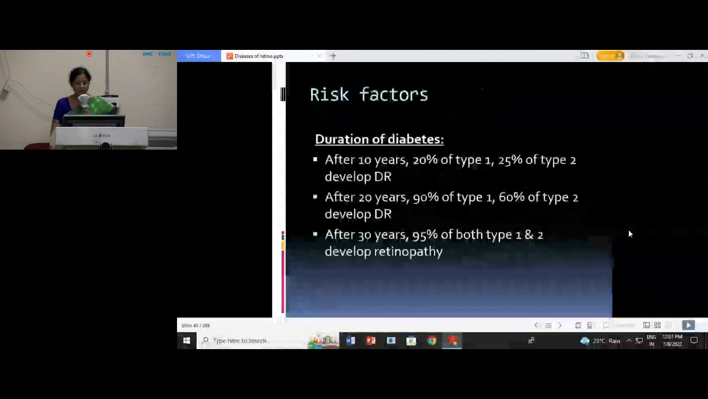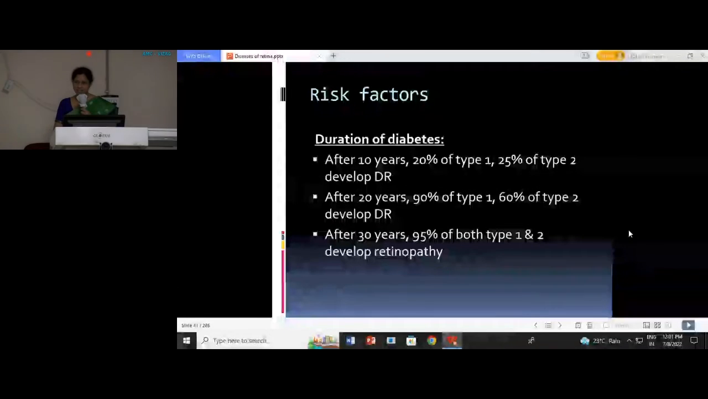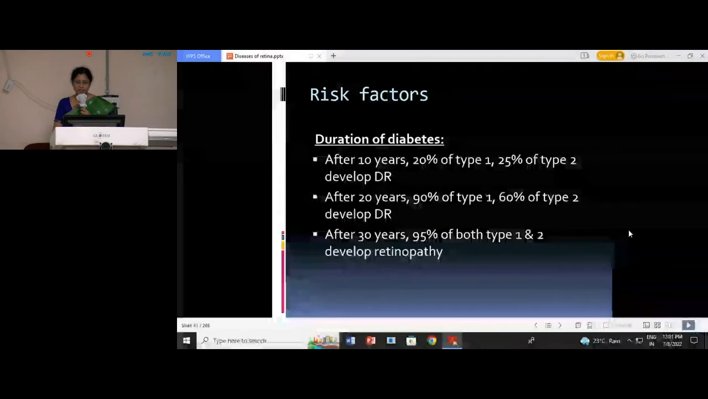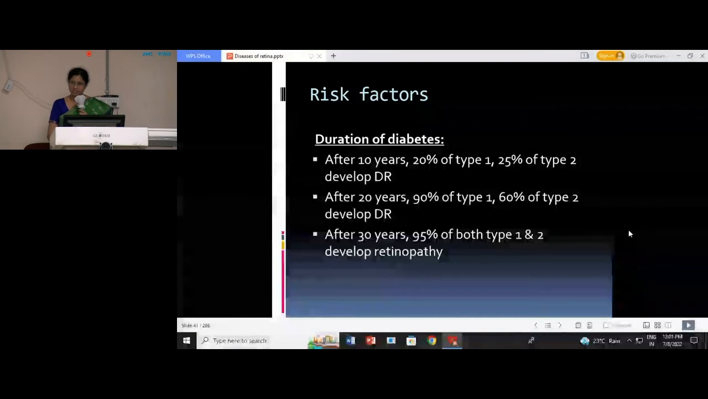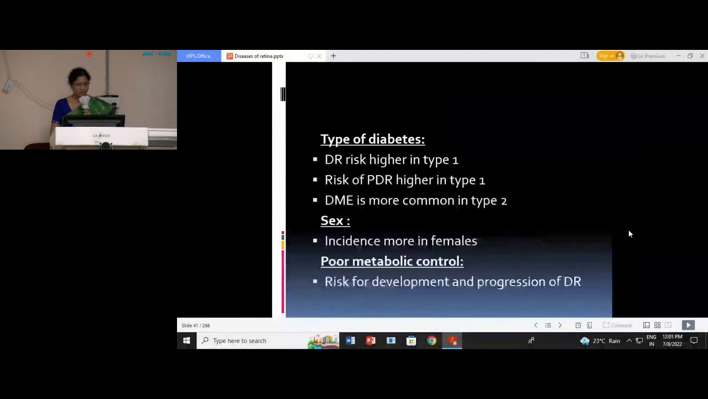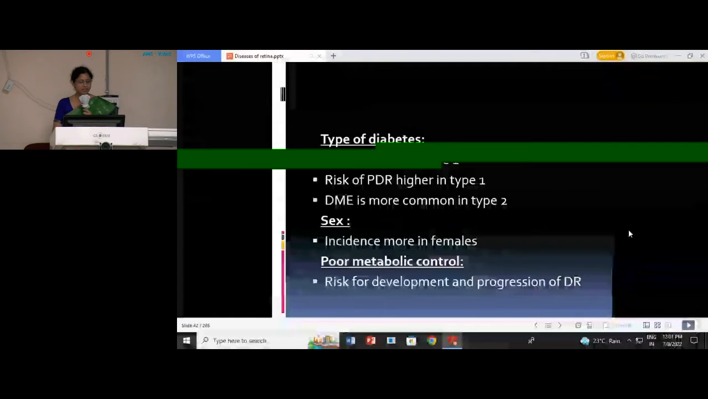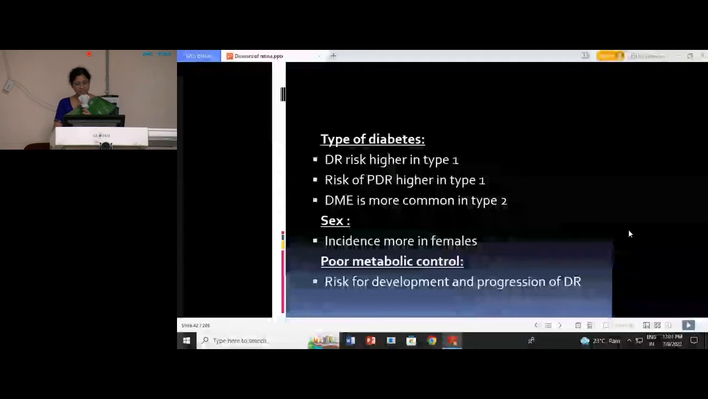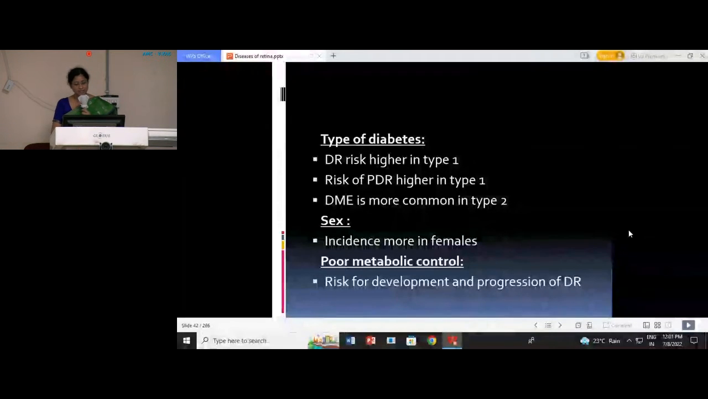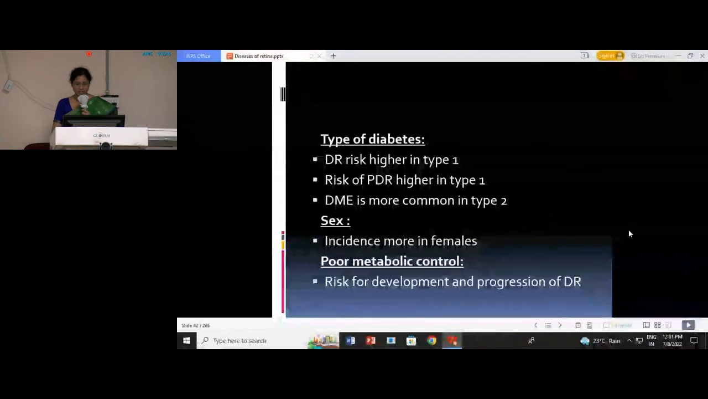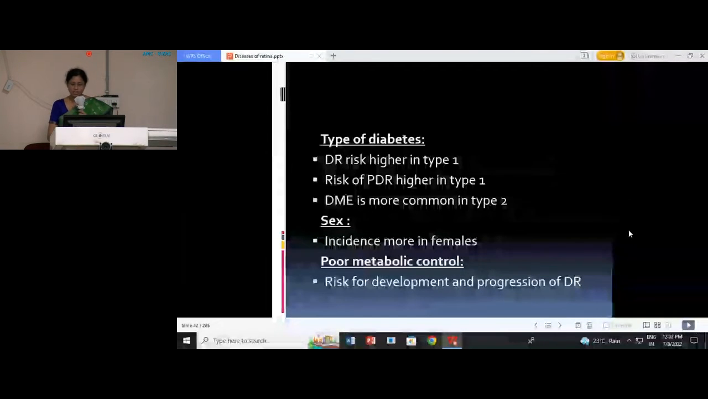So, what are the risk factors for diabetic retinopathy? Duration of diabetes is a very important risk factor. Here we can see that after 30 years, almost 95% of both type 1 and type 2 develop retinopathy. Then type of diabetes: diabetic retinopathy risk is higher in type 1 diabetics, the risk of PDR is also higher in type 1 diabetics, and DME is more common in type 2 diabetics.